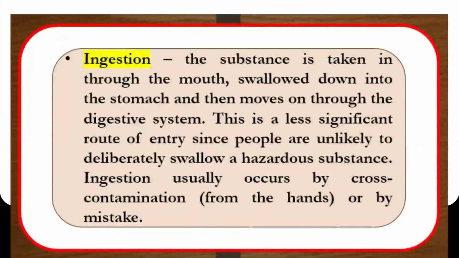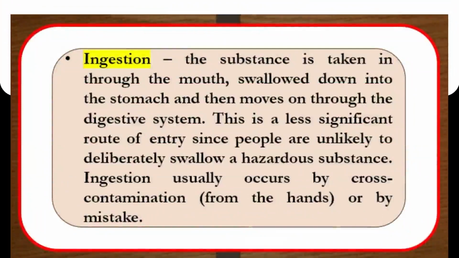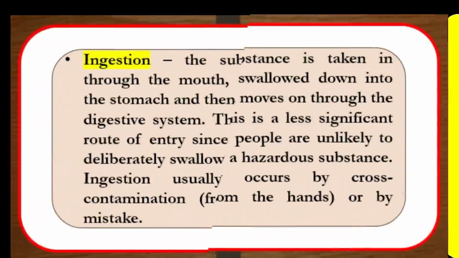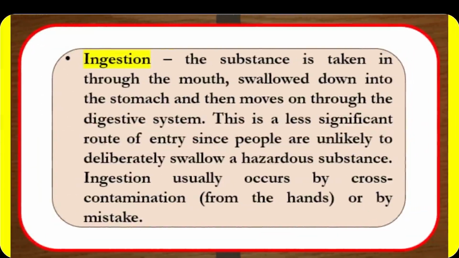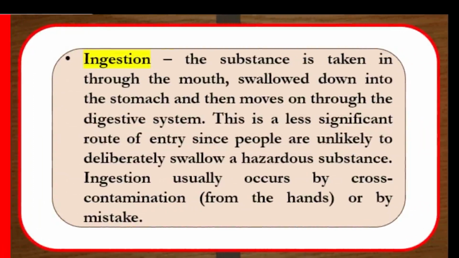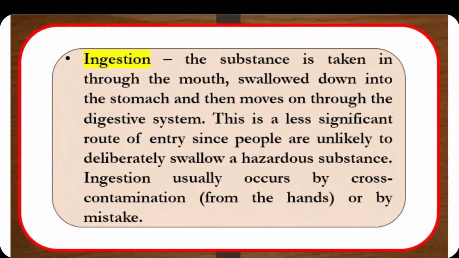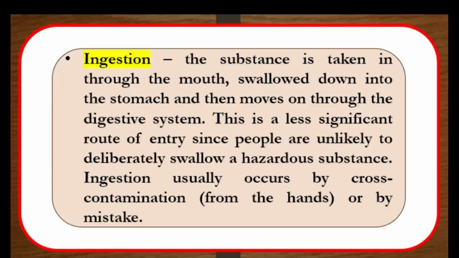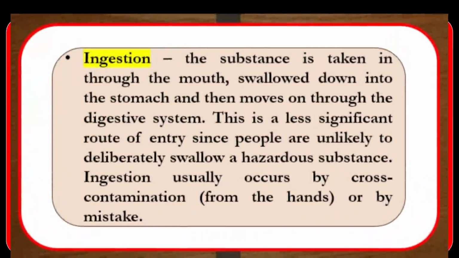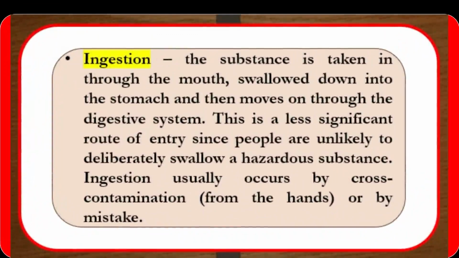The second route is ingestion. The substance is taken in through the mouth, swallowed down into the stomach, and then moves on through the digestive system. This is a less significant route of entry since people are unlikely to deliberately swallow a hazardous substance. Ingestion usually occurs through cross-contamination from the hands or by mistake, but it is the second most common method by which hazardous substances enter the human body.